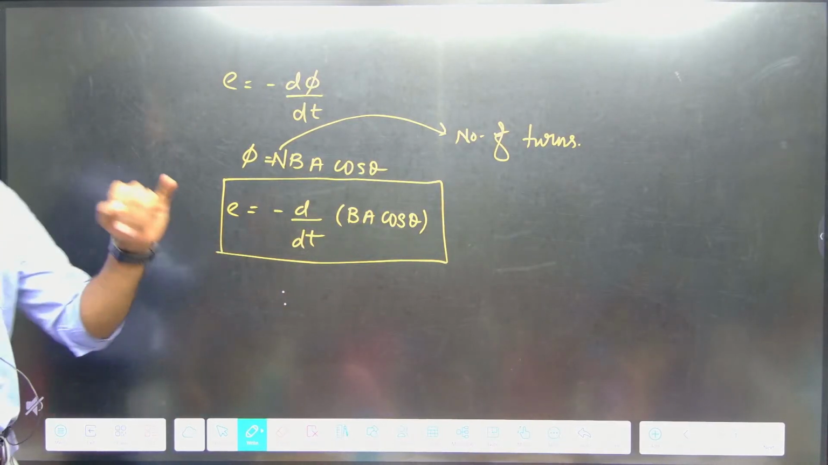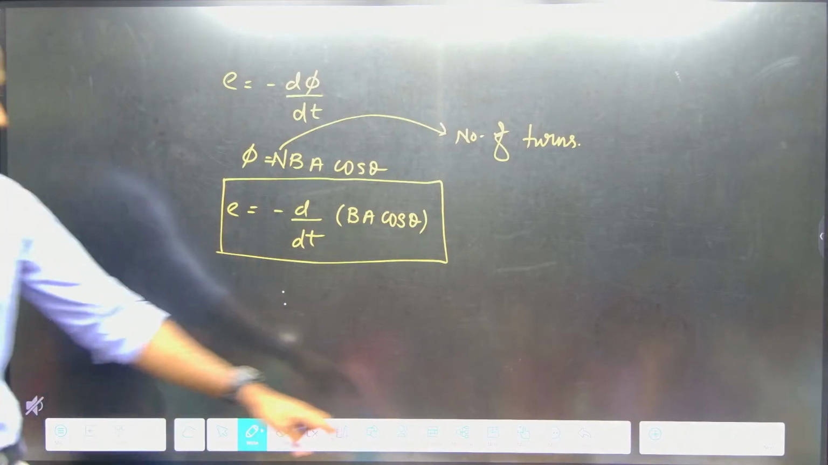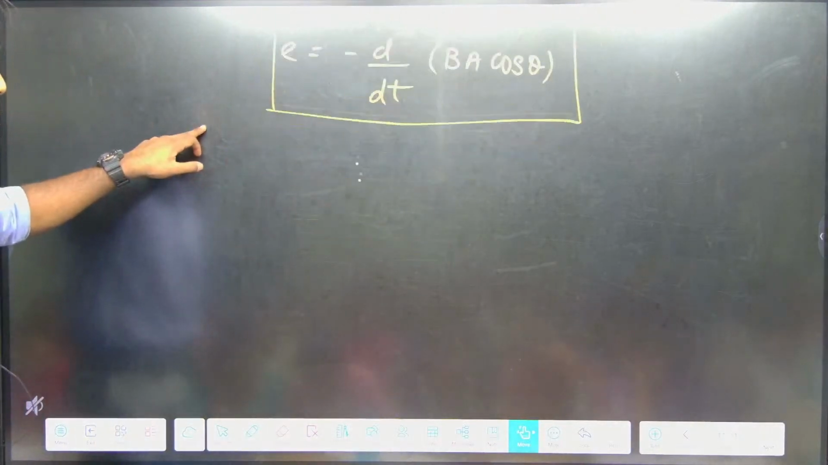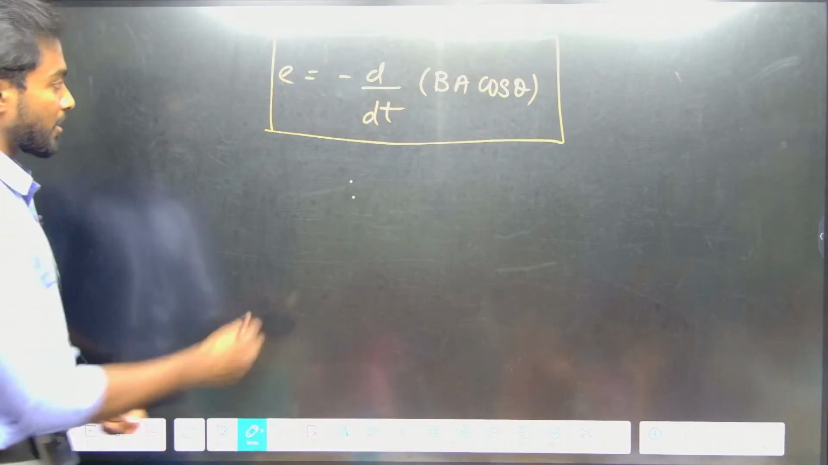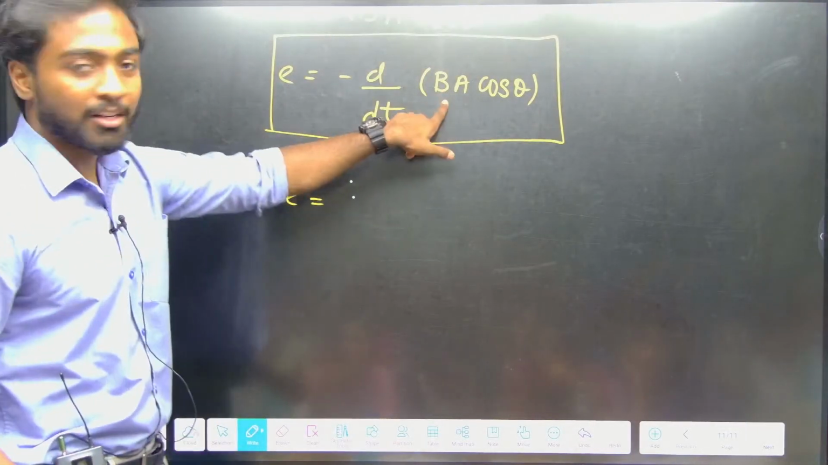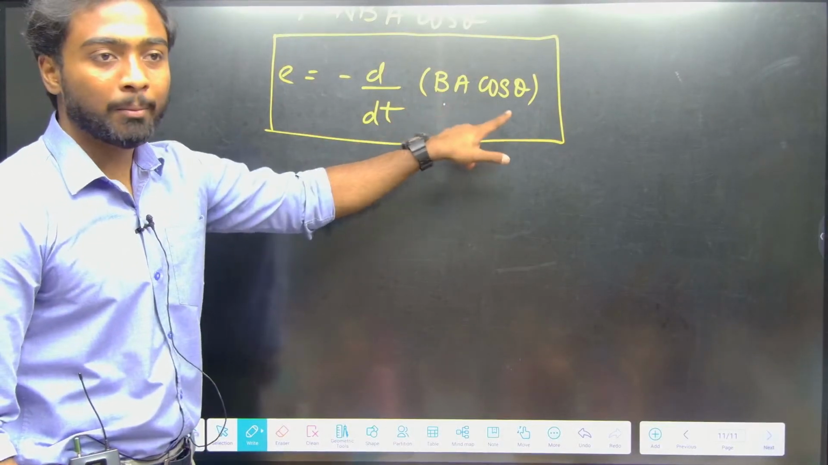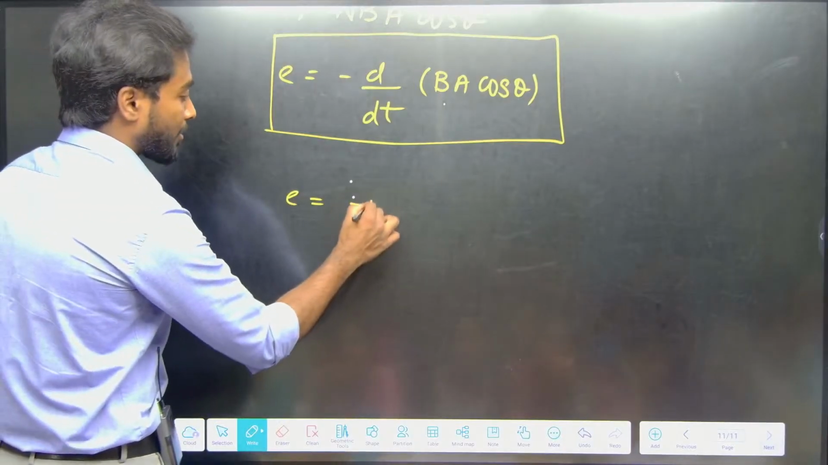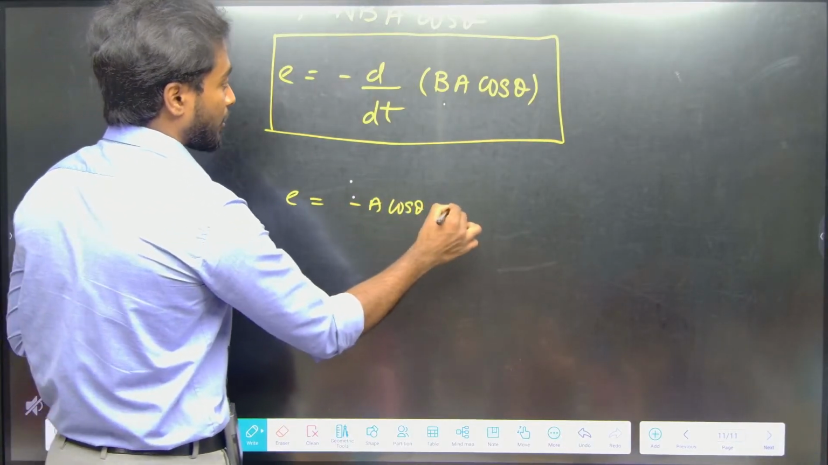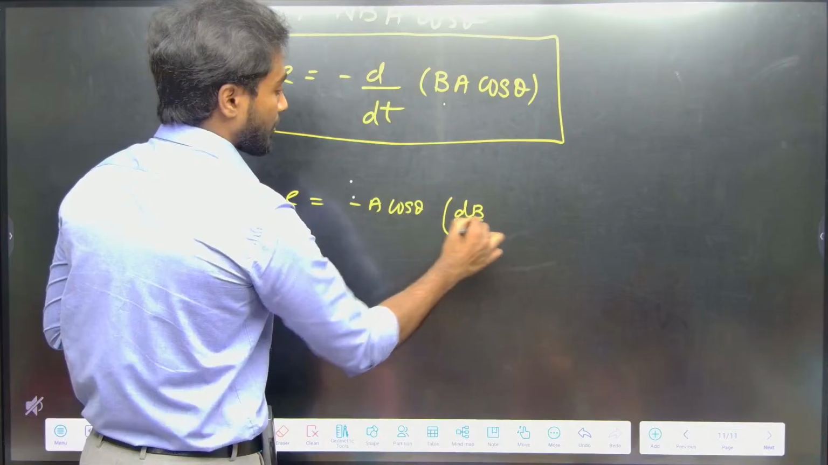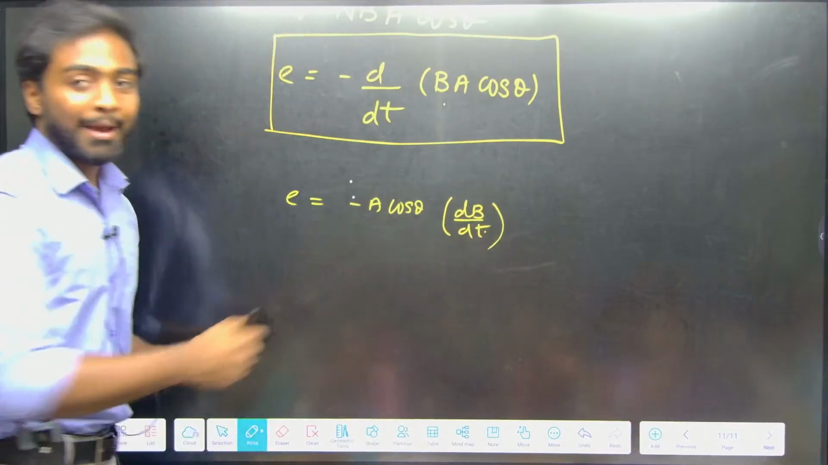For example, if the magnetic field is changing, then E is equal to, only the magnetic field changes, the remaining things will be constant. So minus A cos theta into dB by dt. This is when only the magnetic field changes.